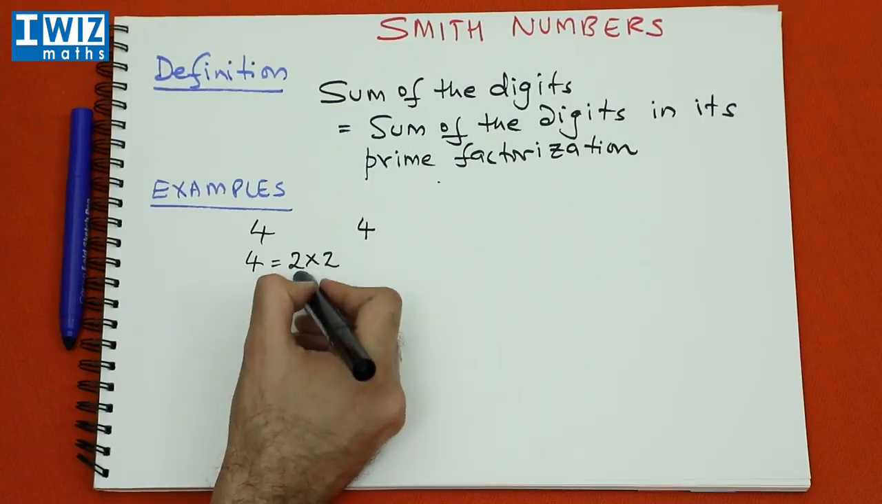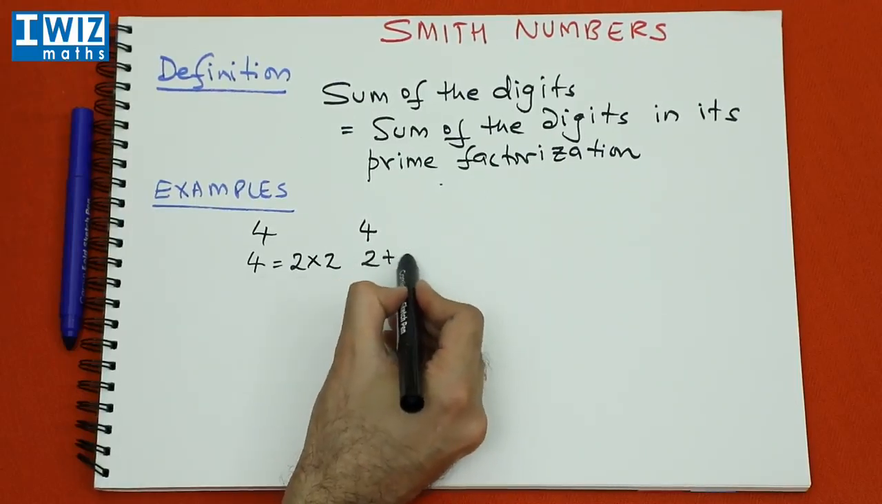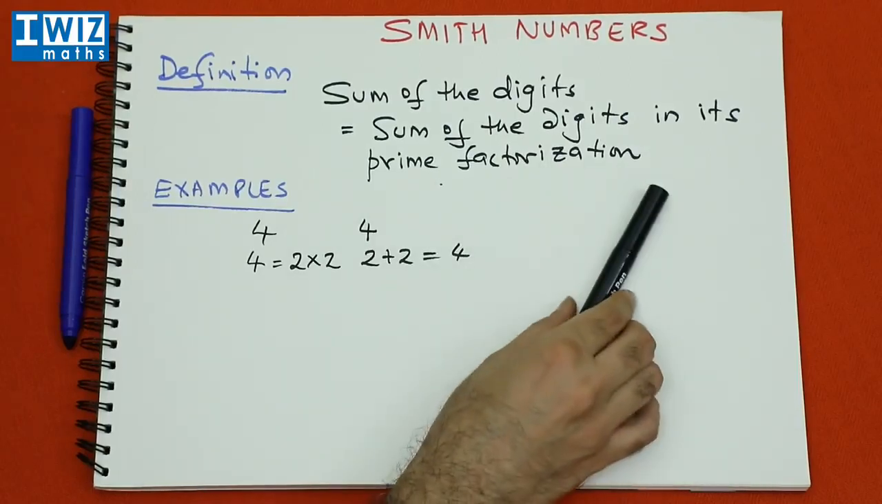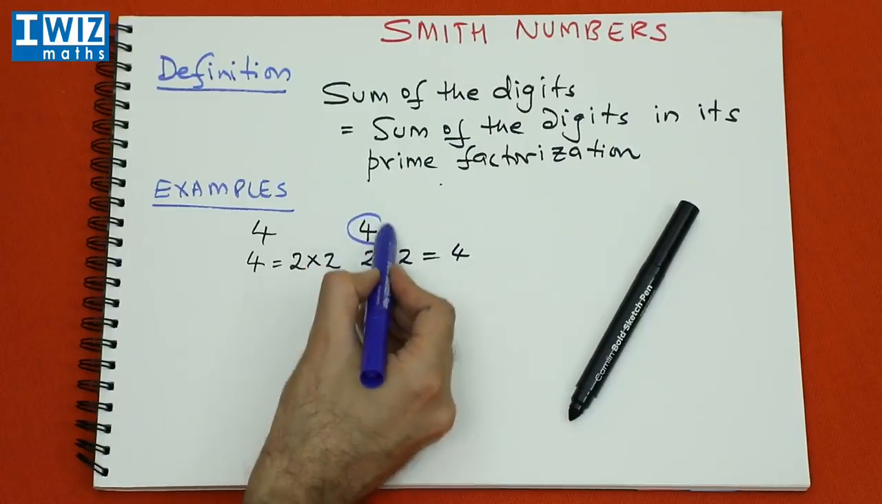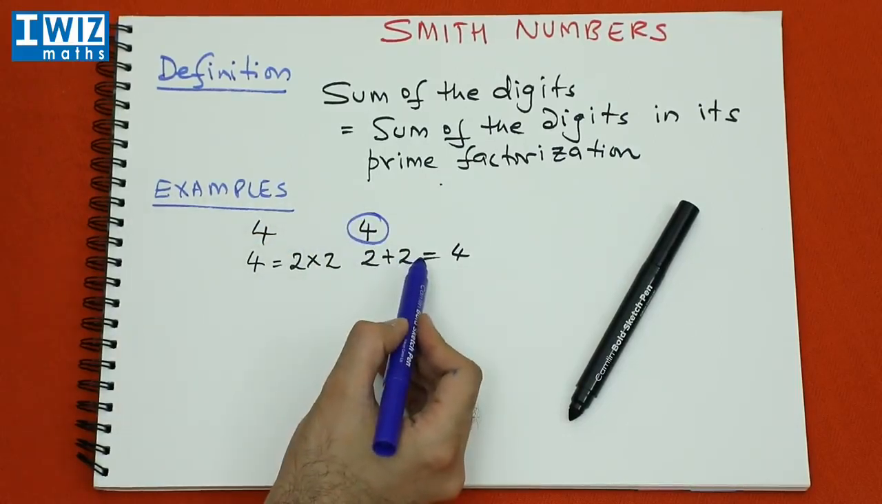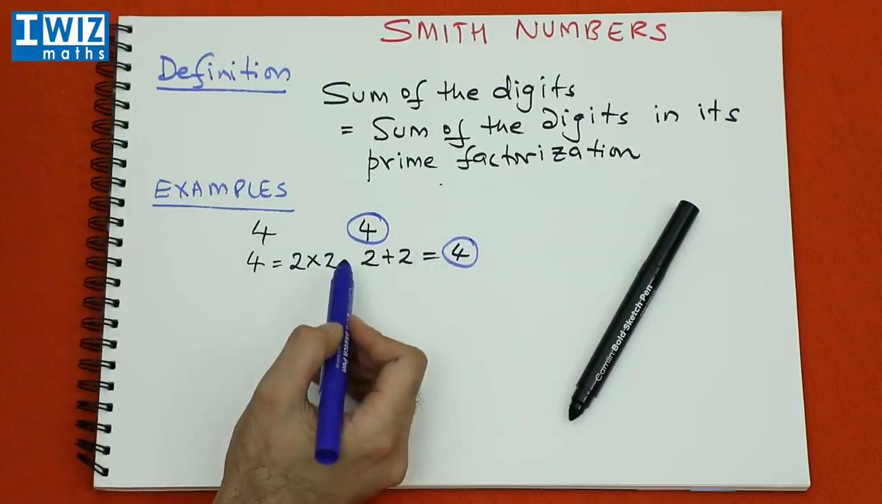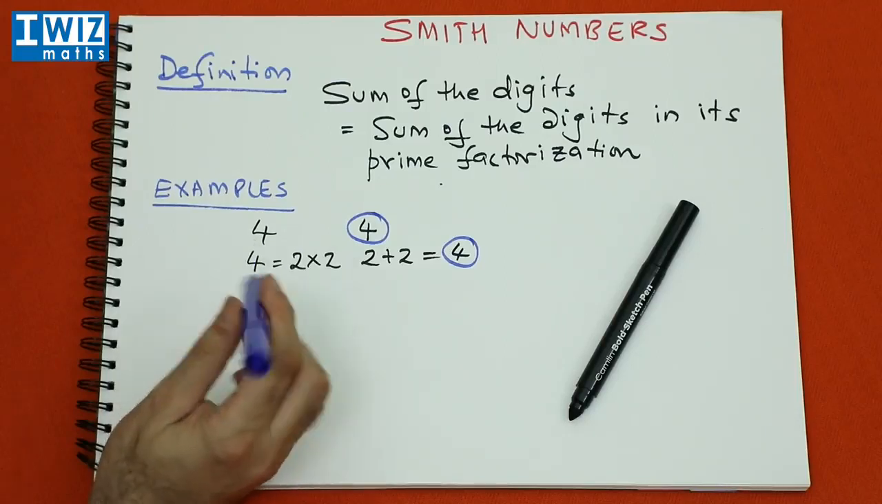Now that's the prime factorization, but we need to sum the digits. The digits are 2 and 2. So 2 plus 2 is equal to 4. So essentially what we have here is that the sum of the digits, which is 4, is equal to the sum of the digits in its prime factorization, which is also 4. Hence the number 4 is a Smith number.